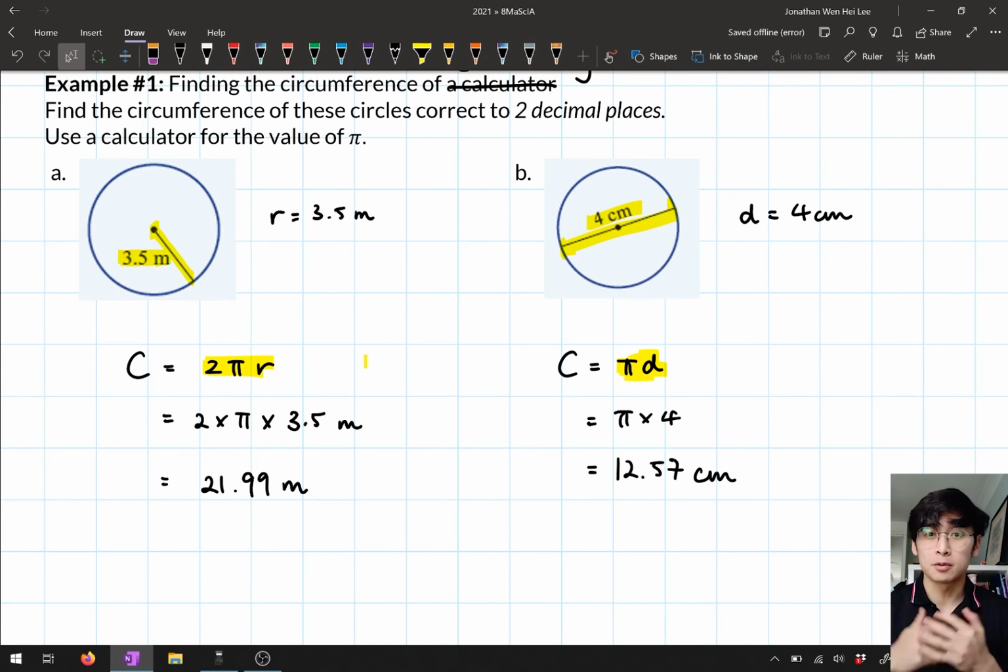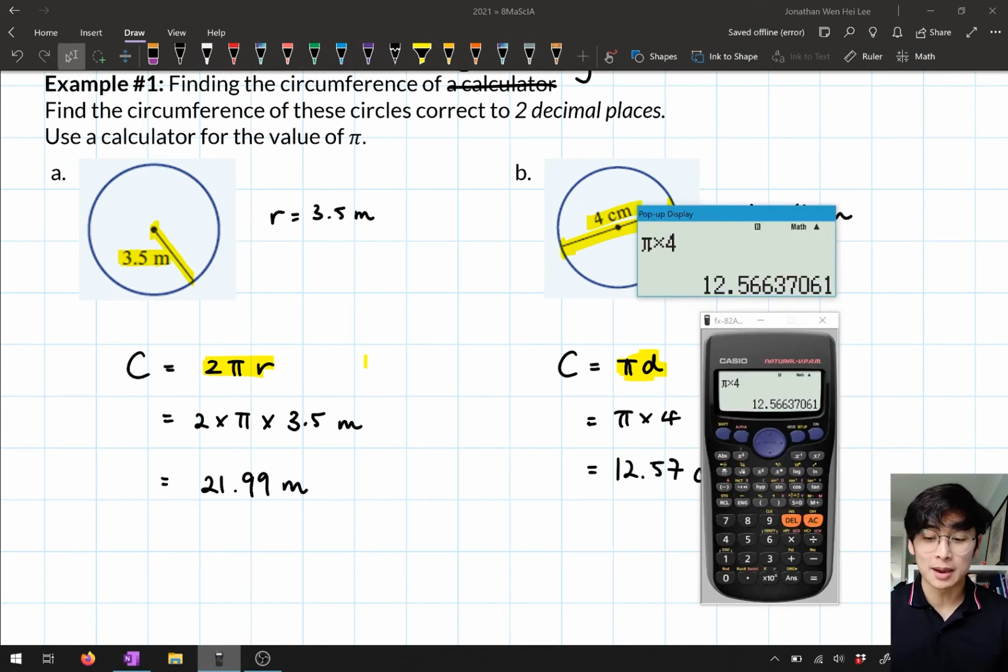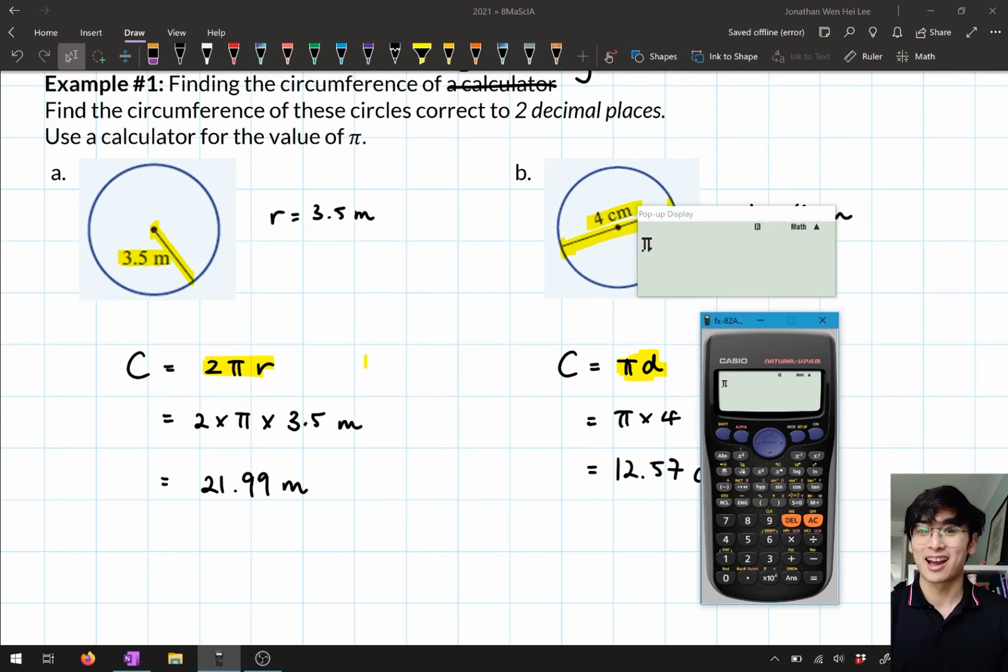And we went through a few examples. In particular, we noticed that if we wanted to get pi, we have to press the shift times 10 to the power x button on our calculator.